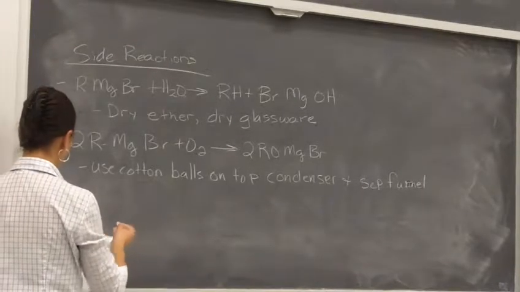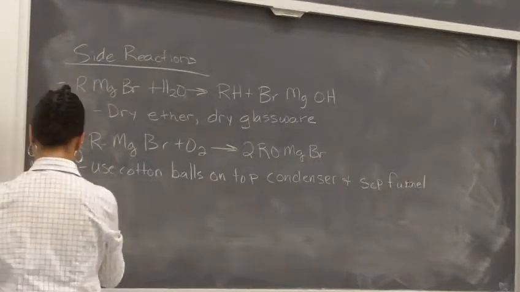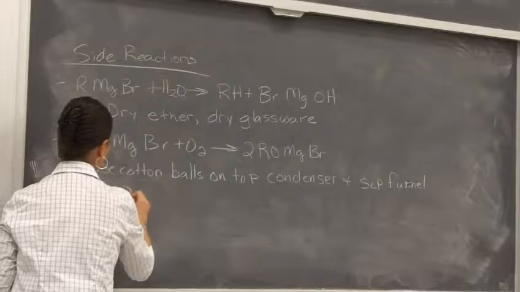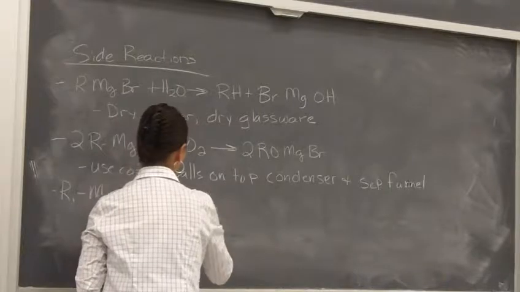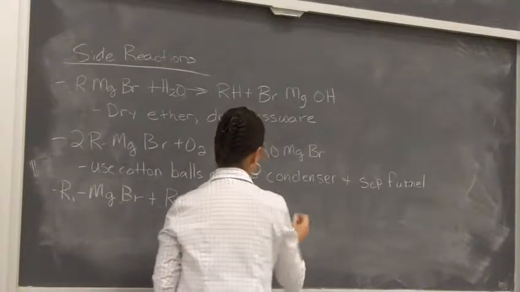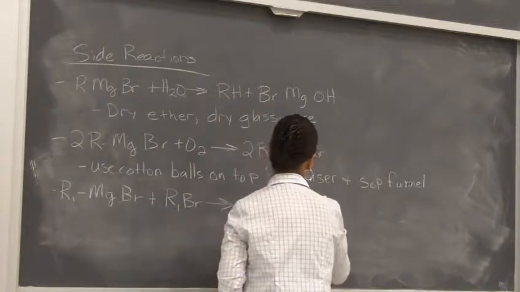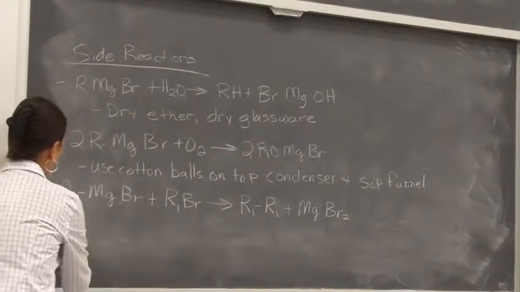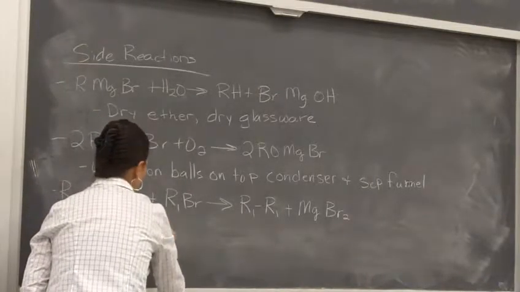Also, we can have a problem with just the Grignard reagent reacting with the alkyl bromide itself. So if we have our Grignard reagent and we have some of our alkyl bromide around as well, what you get is basically like the double alkane. So if we started with pentane, we'd end up with decane, and then magnesium bromide. So we prevent this by adding our alkyl bromide dropwise.